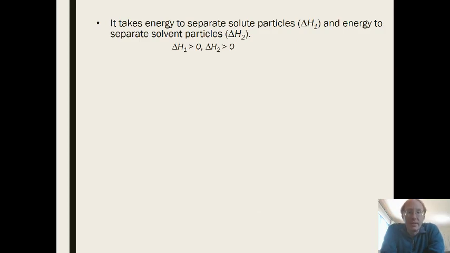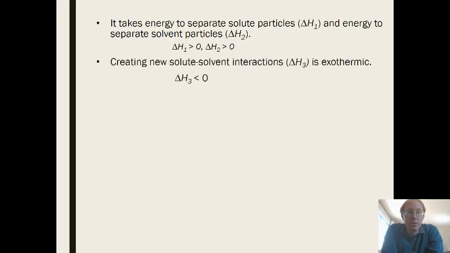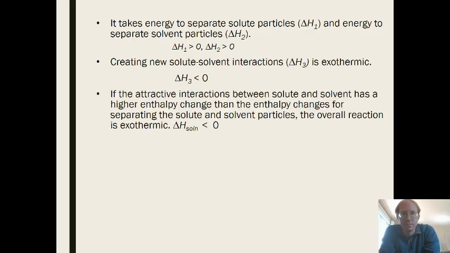So like I said, it takes energy to separate the solute molecules. For delta H1 and delta H2, those are always going to be positive. We call those endothermic values. Anytime you have a positive delta H, that's endothermic. I need to add energy in. I would take energy from somewhere else to disrupt those pre-existing intermolecular forces. Creating new solute-solvent interactions is exothermic. Energy is being released. That is a negative delta H value. So that's an exothermic process.